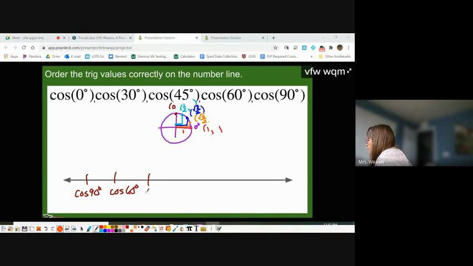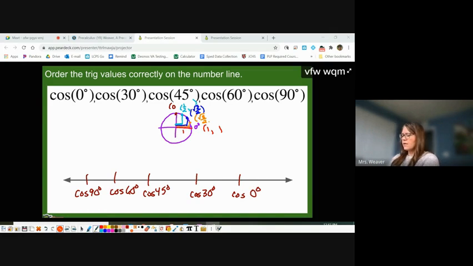Then cosine 45 is √2/2. Then cosine 30 is √3/2. And finally, cosine 0 is 1. Okay, so that's the order. It should end up being reverse order on your number line. And some of you got that, so very nice.